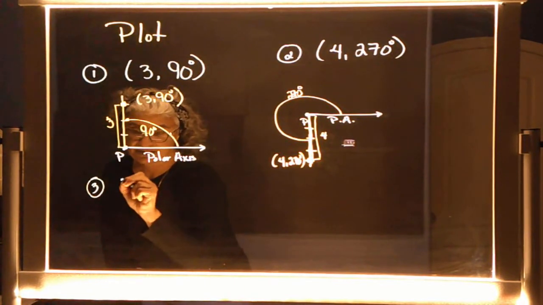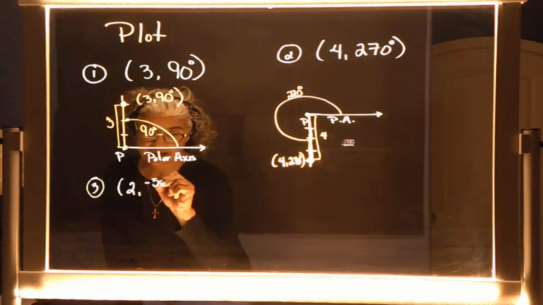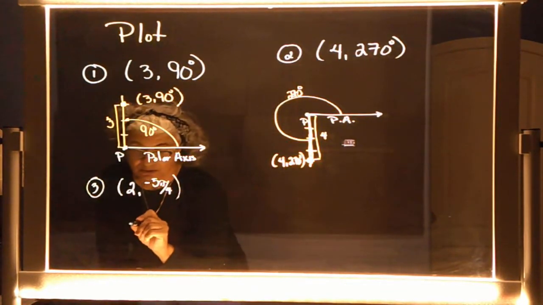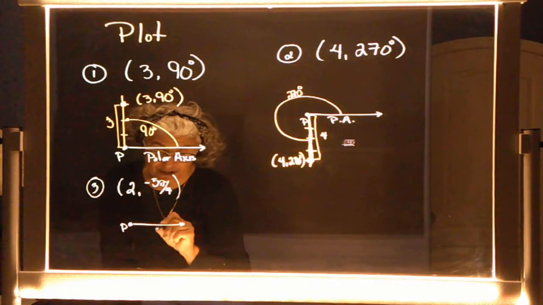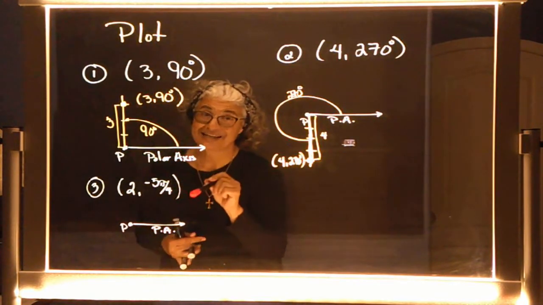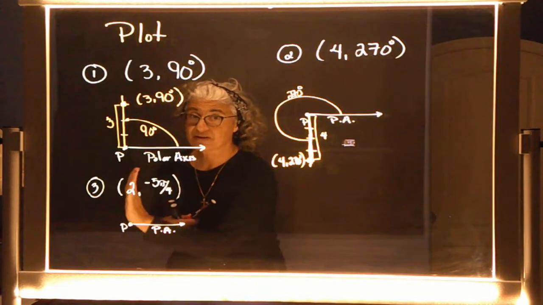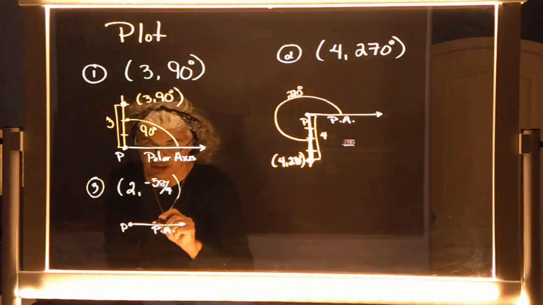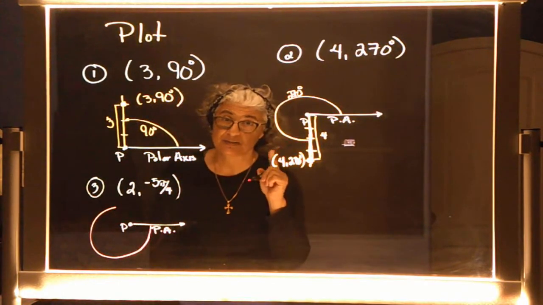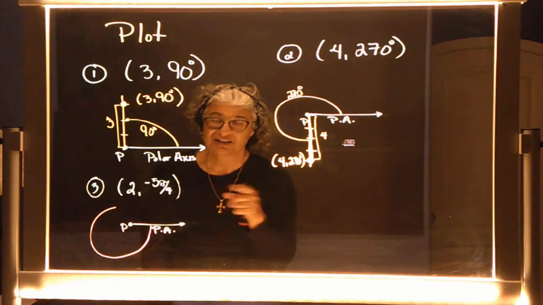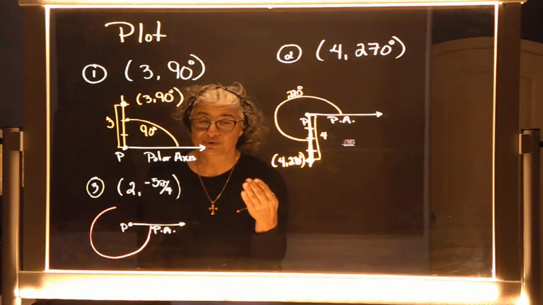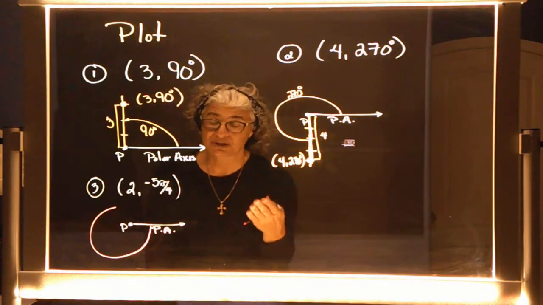Let's look at 2, negative 5 pi over 4. So again, I need the pole and I need the polar axis. And in this case, the angle is negative 5 pi over 4. And negative means I go in the clockwise direction, right? So I go in the clockwise direction, and negative 5 pi over 4 kind of ends up in quadrant 2, doesn't it? So you still have to know the quadrants and where these angles will end up at in order to correctly graph polar points.